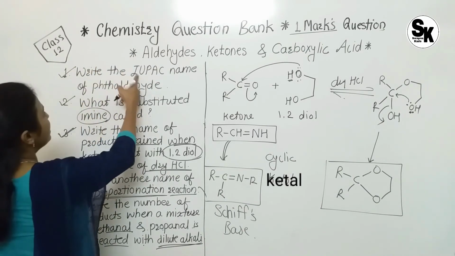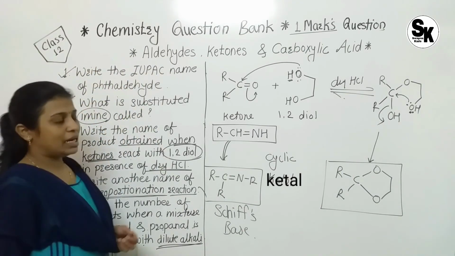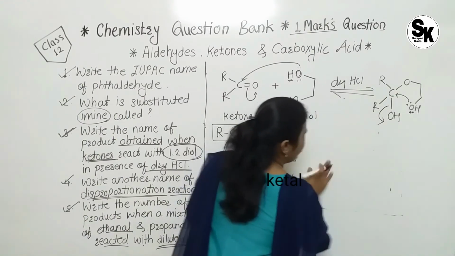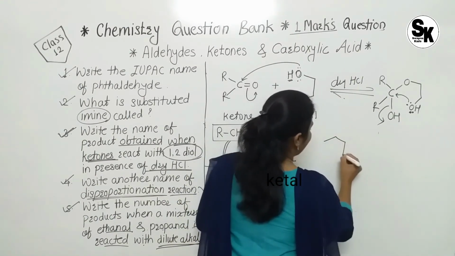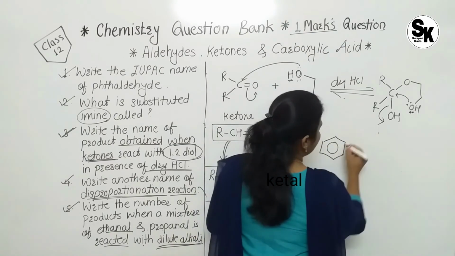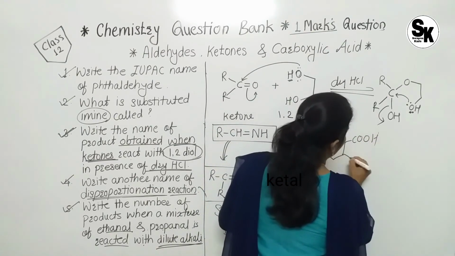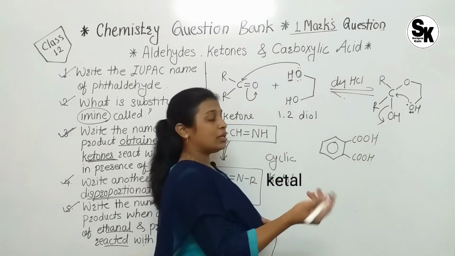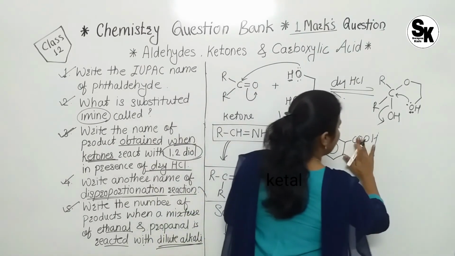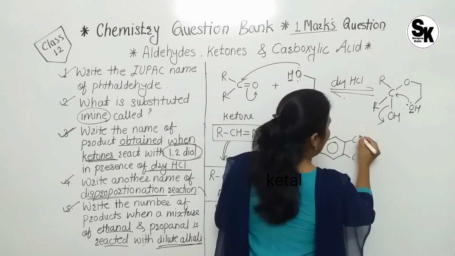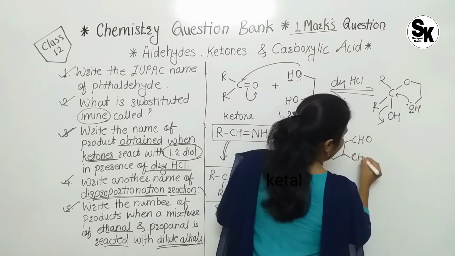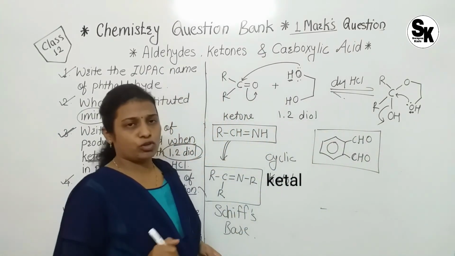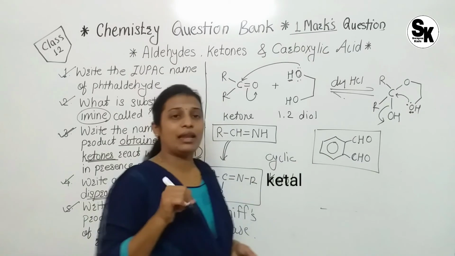Last question, write the IUPAC name of phthalaldehyde. Now what is the structure of this phthalaldehyde? See here, as we know that phthalic acid is a benzene ring to which COOH groups are attached at the ortho position. This is the phthalic acid. Now what is phthalaldehyde? Here instead of the COOH group, aldehyde groups are attached, that is the CHO group present at the ortho position. So this is the structure of phthalaldehyde.